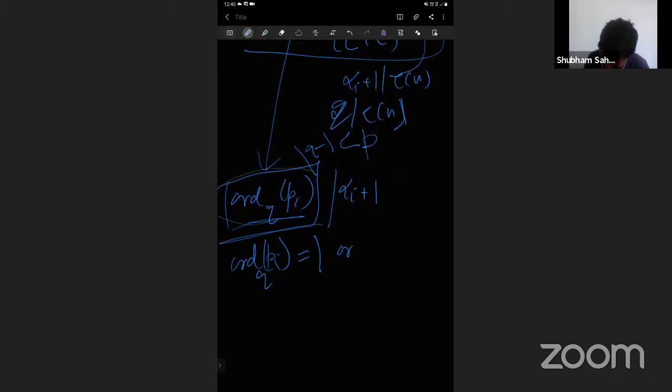Now if this was not 1, then this would have a prime factor that divides q minus 1, which is less than p, and this divides alpha I plus 1, which again further divides tau n. So what you have is that the order of pi modulo q needs to be 1.